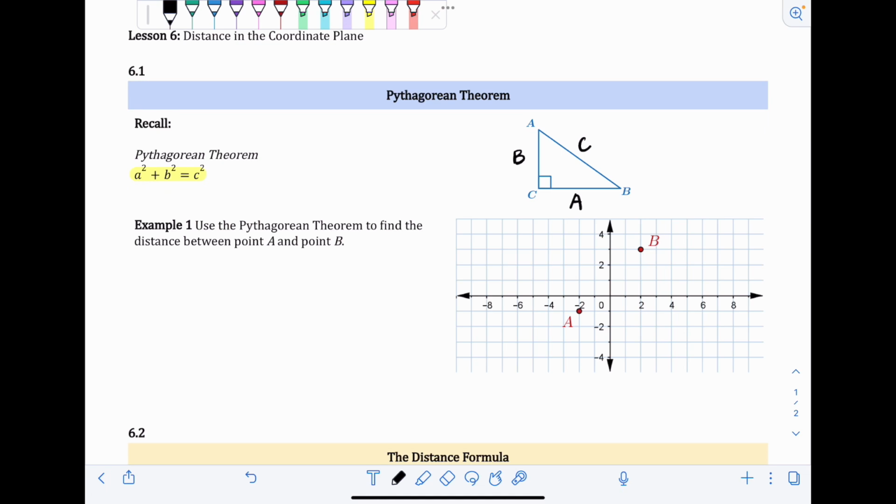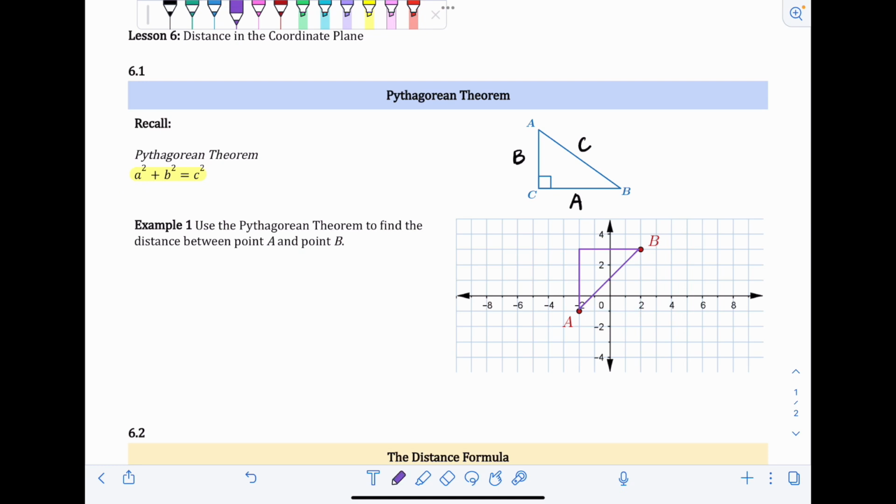So you can actually draw it a couple different ways. One way is by going up and then over and then connecting, or you could do it the other way as well. You can go over first to the right and then up and then connect. And regardless of which triangle you use, you'll end up getting the same distance. So you can't draw the triangle wrong unless you drew something that wasn't a right triangle.